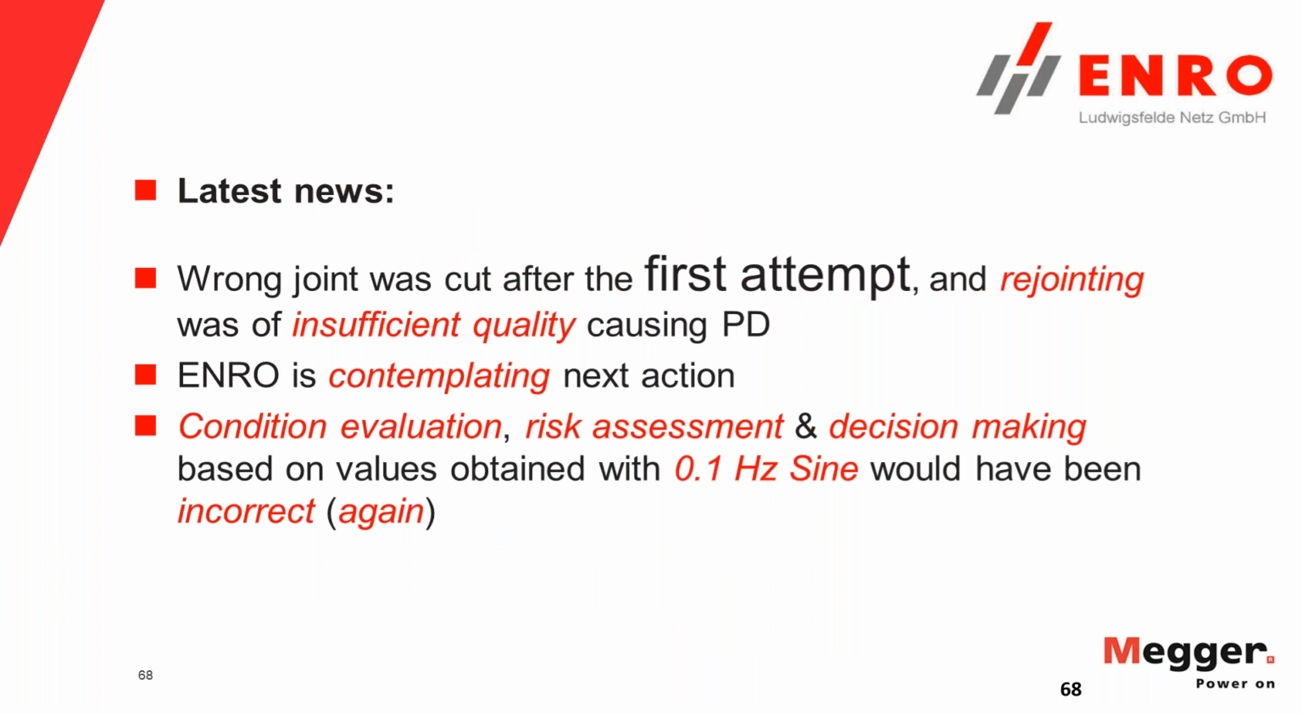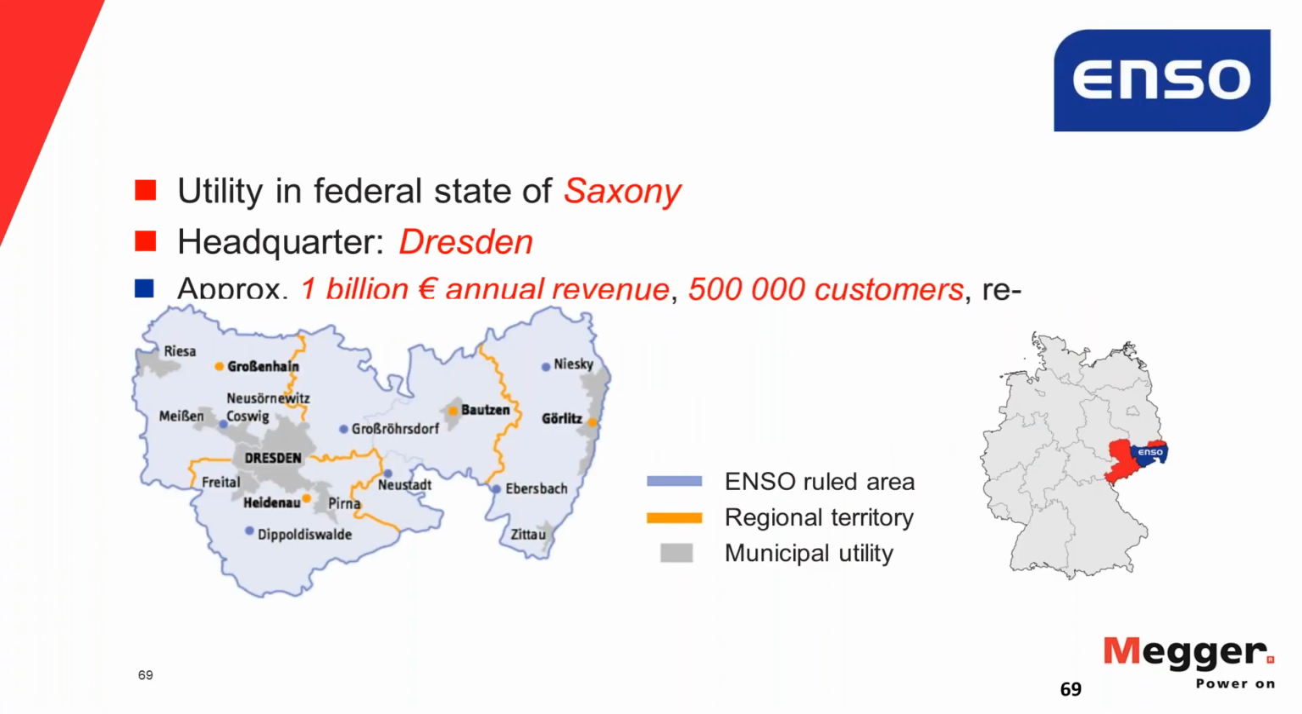So as I said, the latest news is they cut out the wrong joint as the first attempt. And now they're contemplating the next action. The big takeaway for Endro here is they will keep doing the damped AC testing because the sinusoidal did not give them good results. Then we have another company.